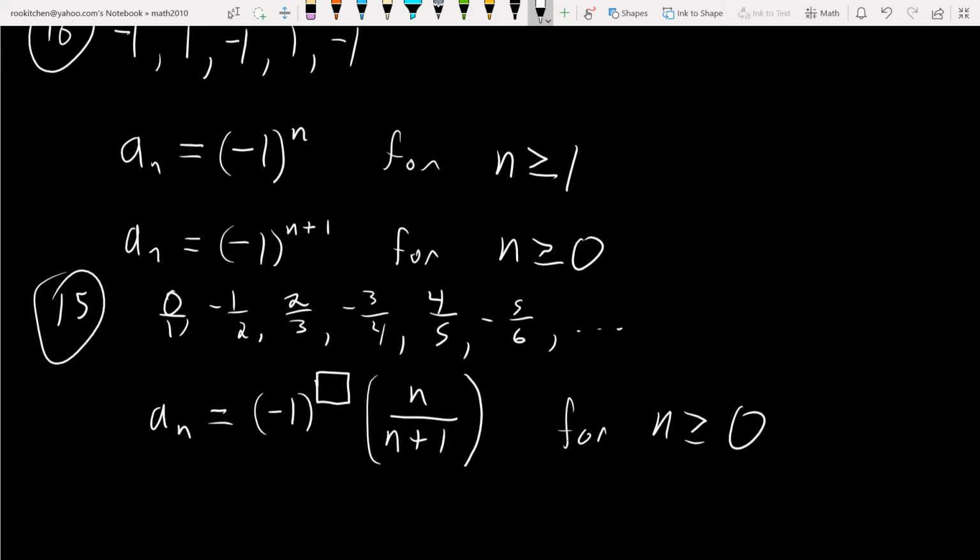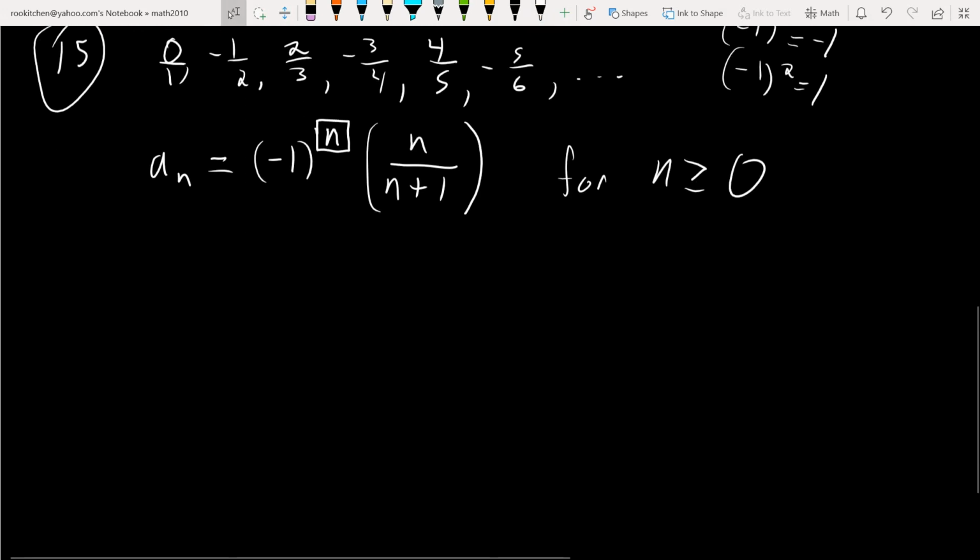And then I need positive, negative, positive, negative. So to make the first guy positive, I'm going to have to put an n right here, because that would be -1 to the 0 is just +1. Okay, -1 to the 1 is -1. -1 squared is +1. So this has a positive, negative, just like we want, and therefore this formula must be correct.